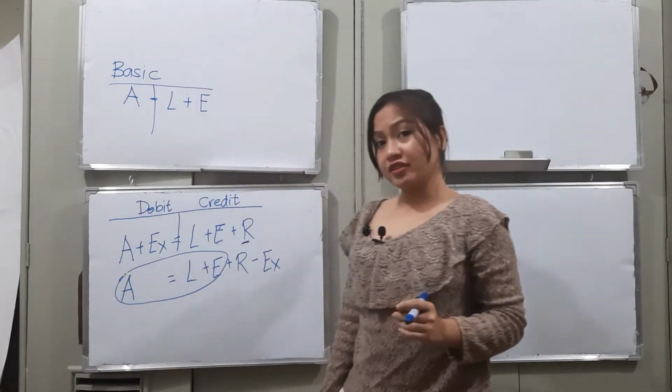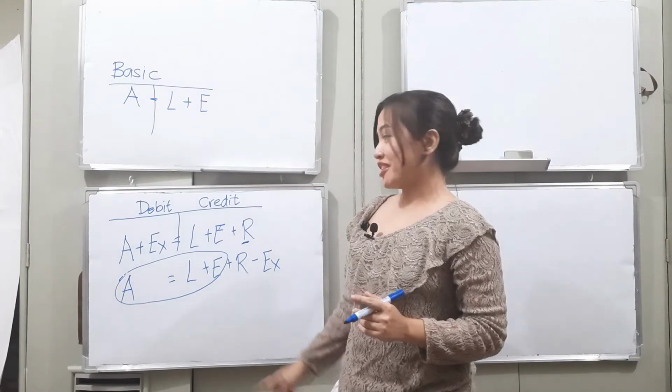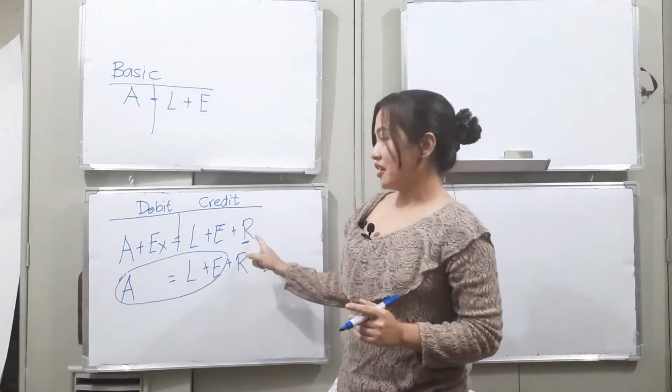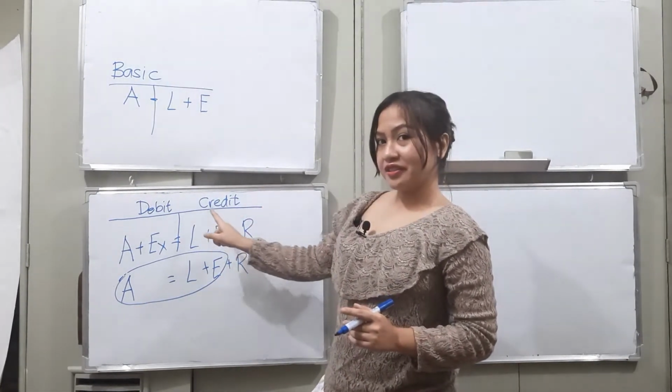Next is professional income. You are clear on the name. It's an income. What is an income? It's on the right side. So, that is credit.